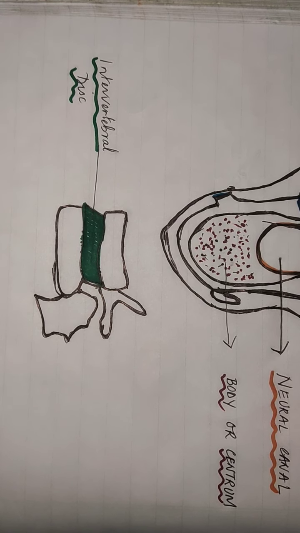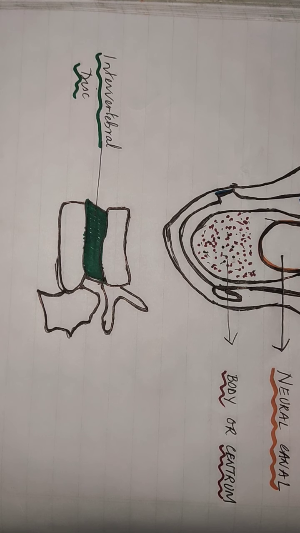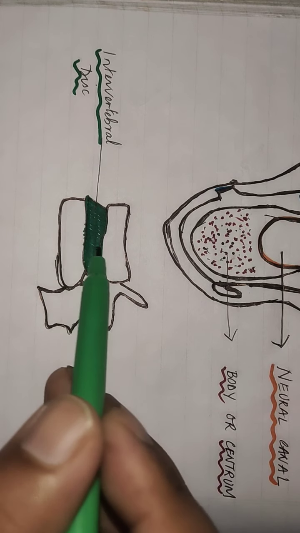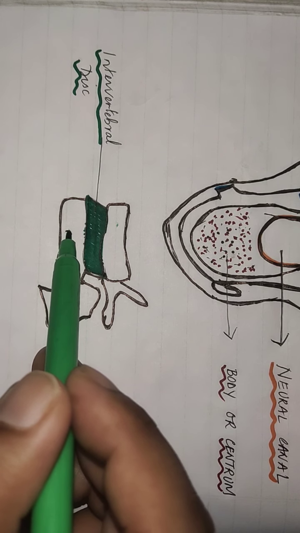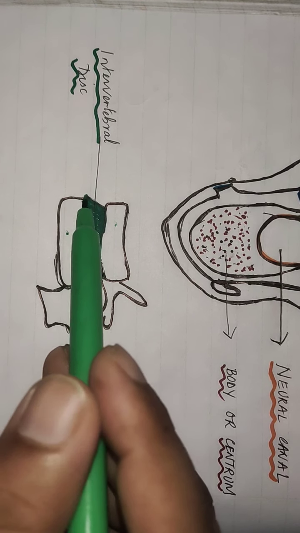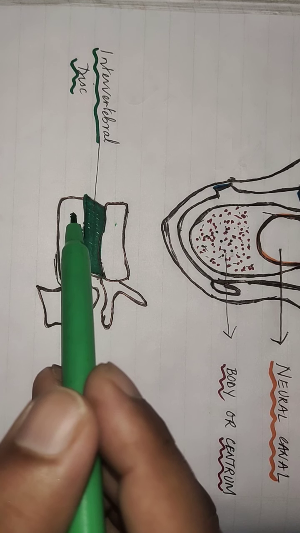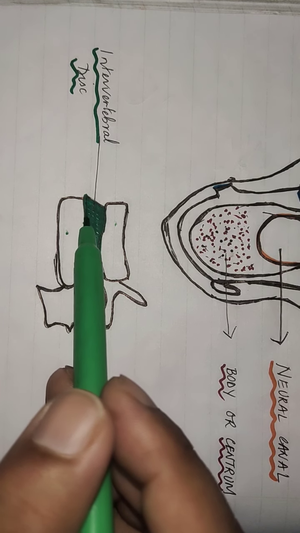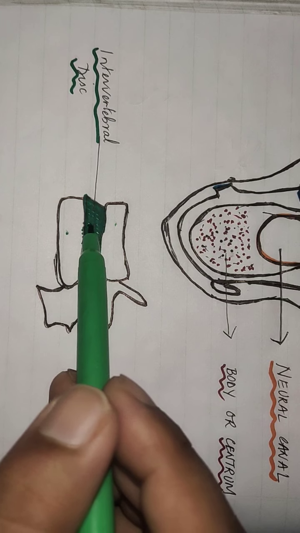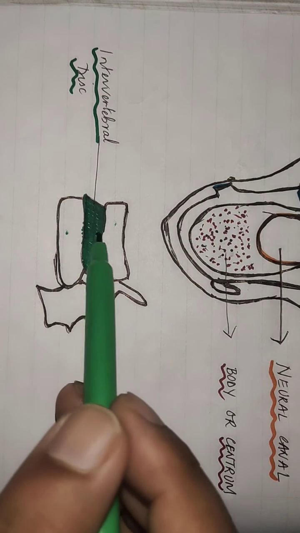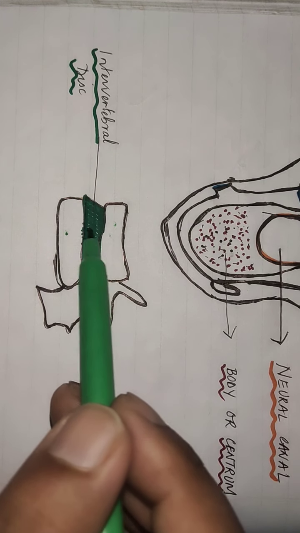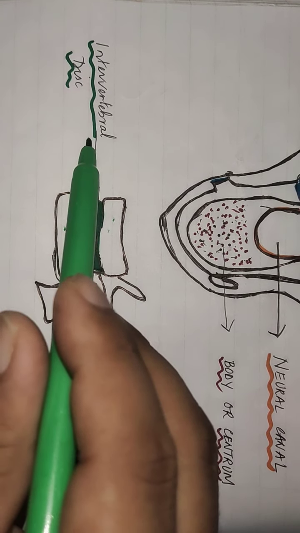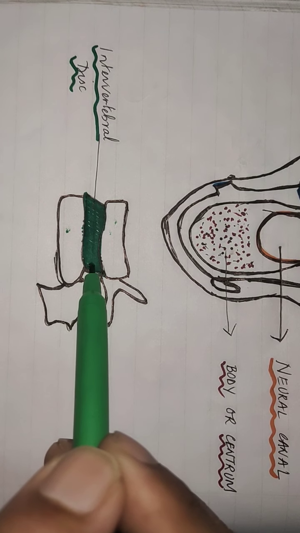And we have the last one, that is the intervertebral disc. In between these two vertebrae, how do they join? This is one vertebra and the other one. The intervertebral disc is like cartilage, and it acts as a cushion between the two vertebrae. So this helps to join the two vertebrae.